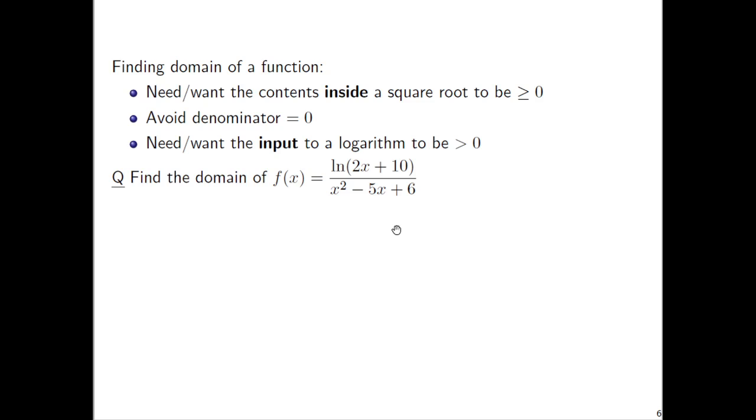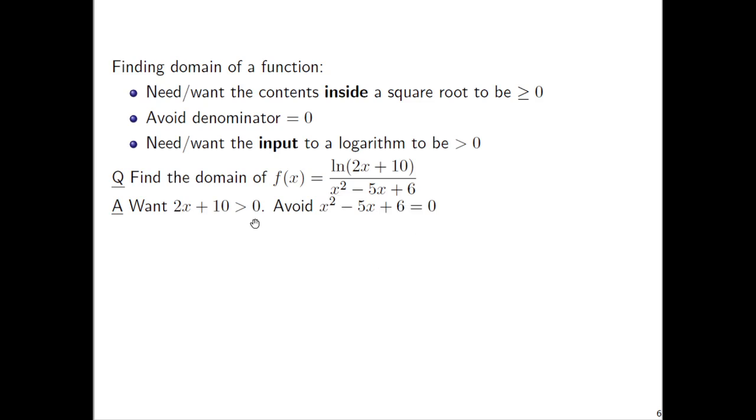So let's do a sample problem: find the domain of f of x equals ln of (2x plus 10) all over (x squared minus 5x plus 6). Now this ln is a logarithm. Remember, ln is just shorthand notation for log base e. So the input to this logarithm, which is 2x plus 10, needs to be bigger than 0. We also need to avoid the denominator equaling 0, so avoid x squared minus 5x plus 6 equals 0.